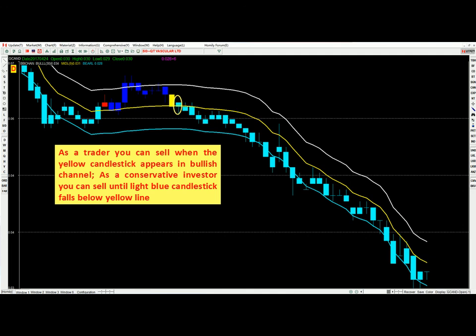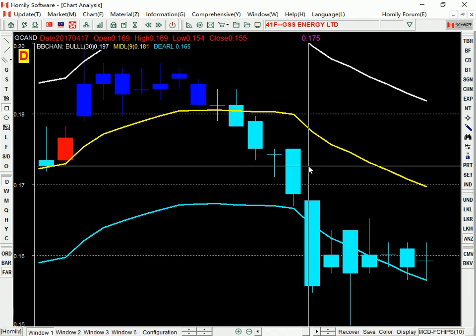Okay. So maybe around here you want to wait and see because it is still sideways, right? So maybe you see this candlestick, you better sell out your stocks. Okay. So I give you some examples.